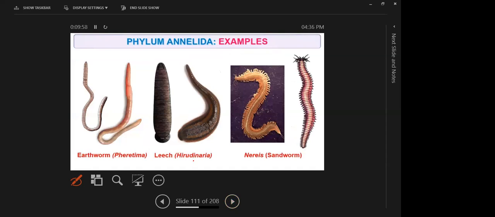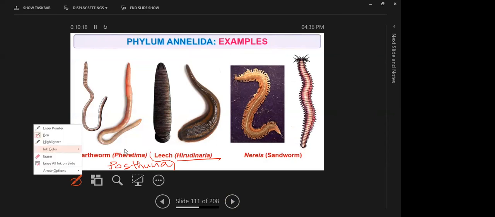Okay, so these are the actual pictures. The earthworm is Pheretima posthuma. The leech is Hirudinaria. Hirudin is the protein that is extracted from Hirudinaria. Nereis is also called the sandworm.